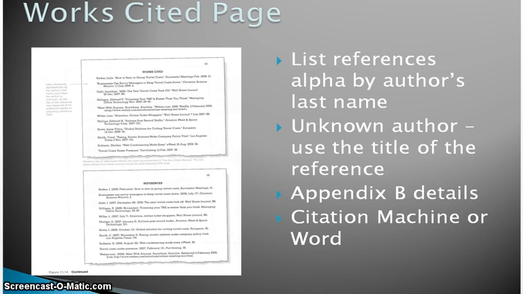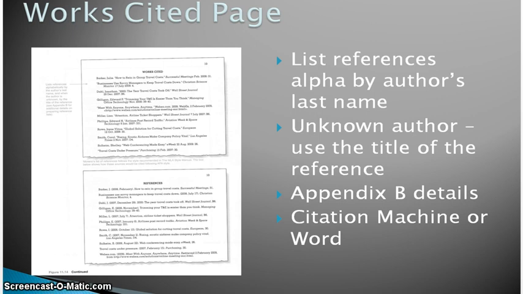I have Appendix B here, but you can look anywhere for information, specifically the internet. I know that's what most students do. You can also use Citation Machine, which is a website, or Word, the word processing program, to make your citations. Since Word 2007, that's been included.